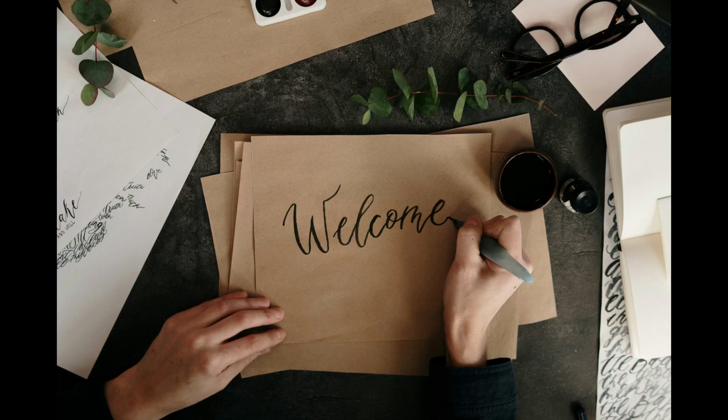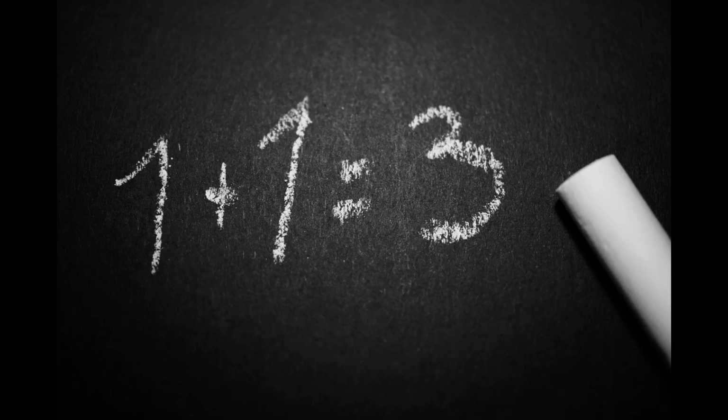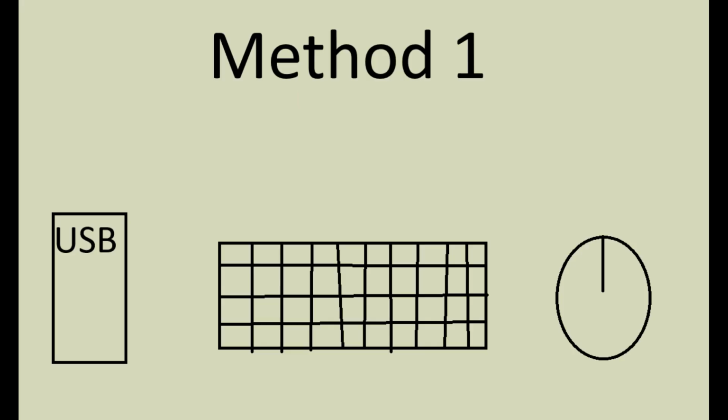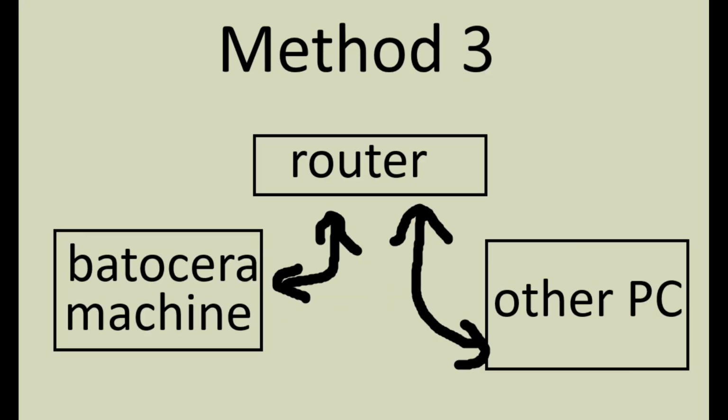Welcome! In this video, I will be showing you how to add games to your Batocera machine in 3 different ways. First is via USB and the file system using a mouse and keyboard. Second is with USB and Kodi, which is already installed, using a controller. And third is via LAN, which is basically just having another computer in your home.